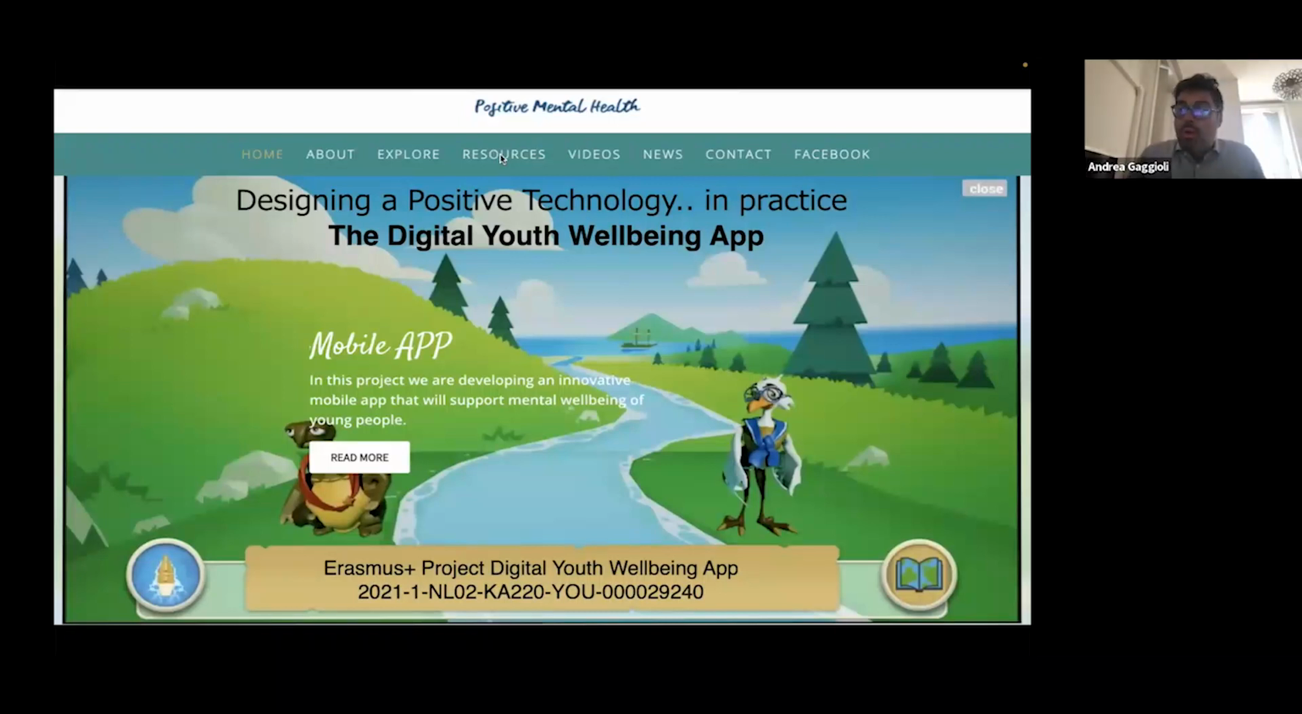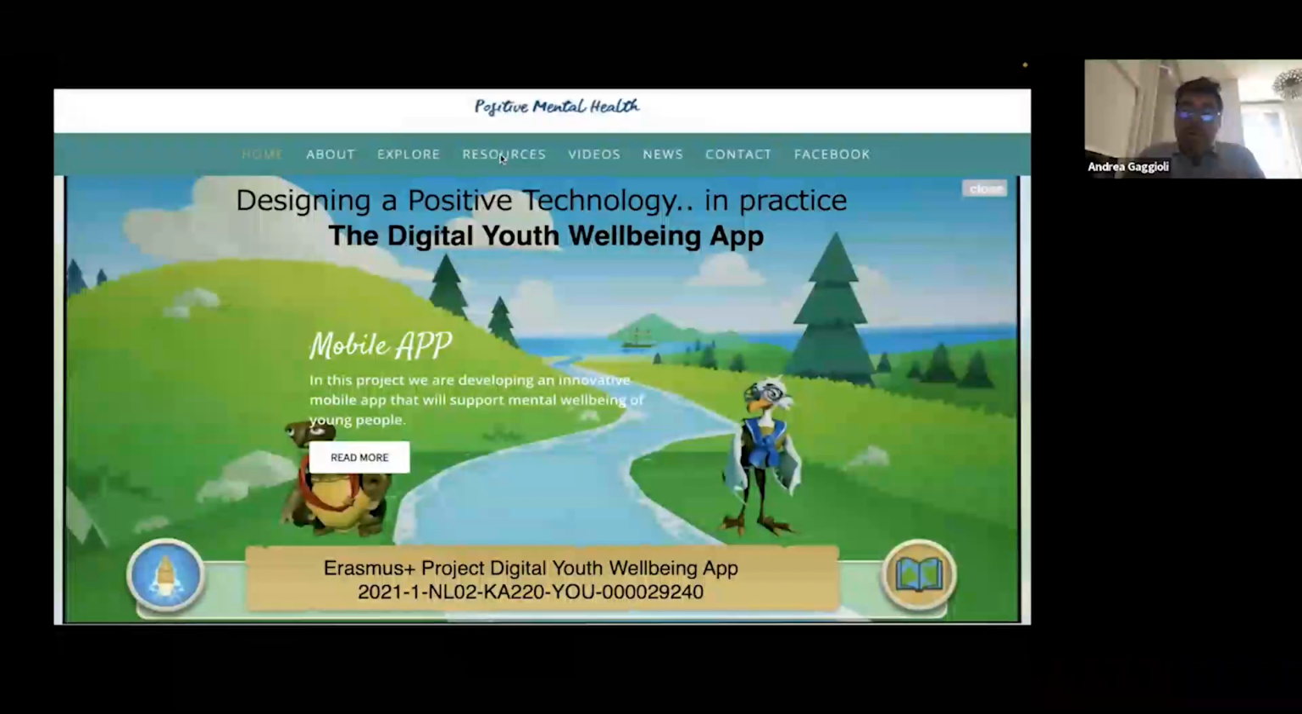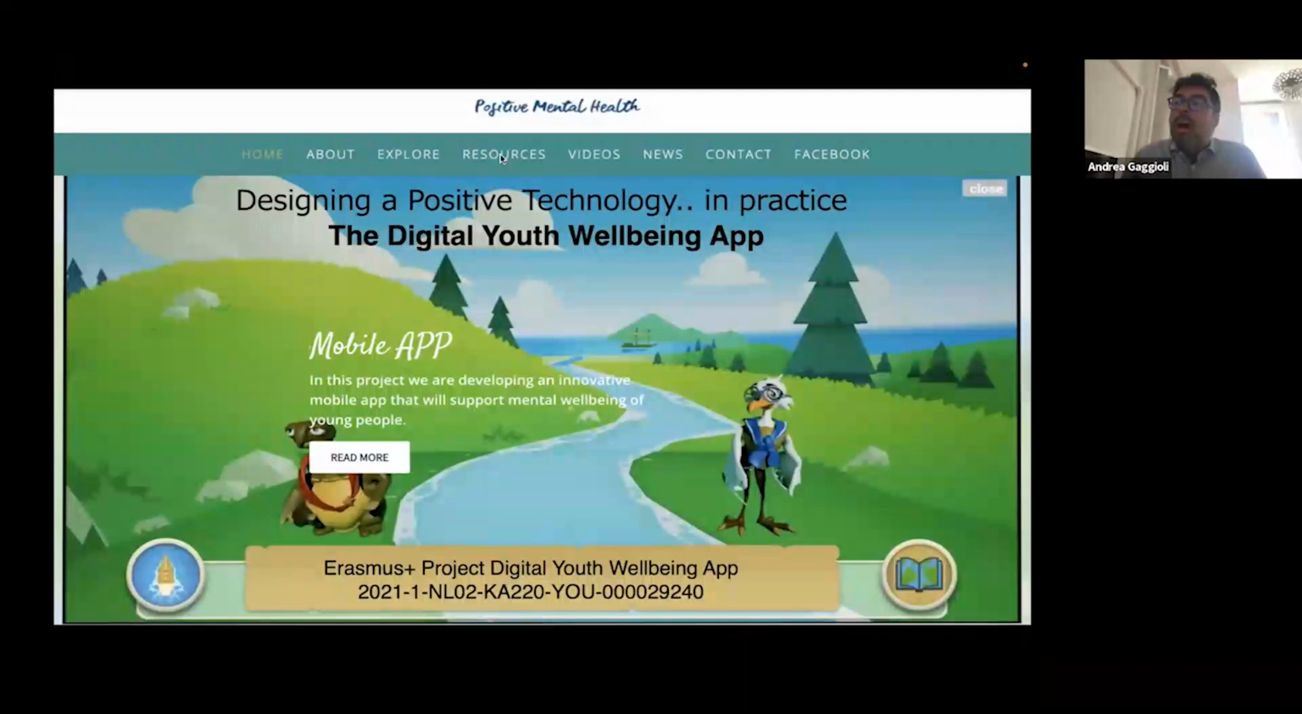Given the practical goal of this workshop, my colleague Flavia Cristofolini will now illustrate a concrete example of the design of a positive technology that incorporates the core ideas that I have discussed in this introduction. And more specifically, Flavia will talk about an application for youth mental well-being that we have been developing over the last 2 years together with an international team in a project funded by the European Commission under the Erasmus Plus program. So now I am pleased to give the floor to Flavia Cristofolini.